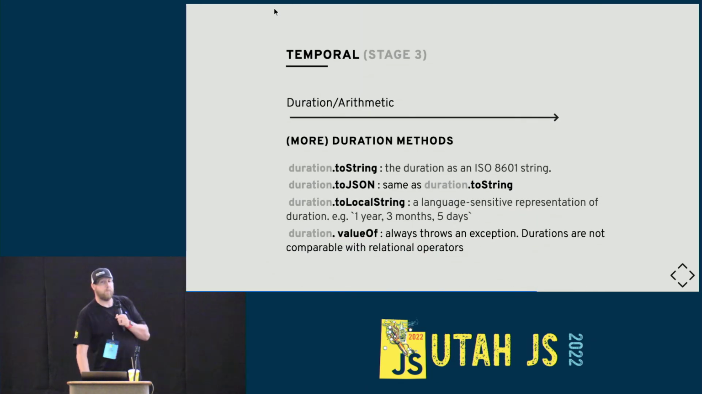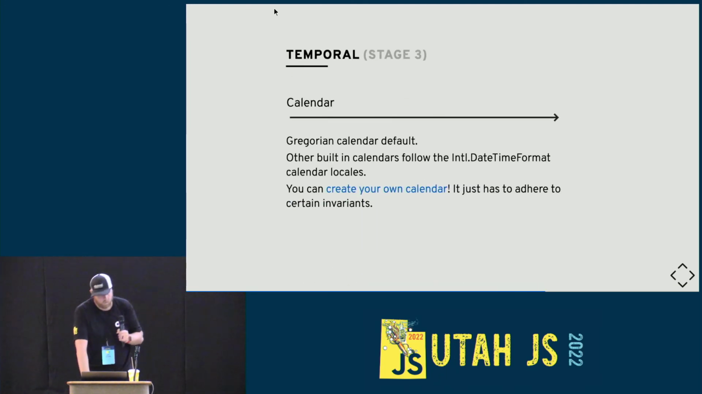Some other methods that are worth pointing out: the toString and toJSON methods are synonymous. They're like aliases for each other, and they produce an ISO 8601 string. toLocaleString produces what you'd think. If you give a duration and call toLocaleString on it, you get 1 year, 3 months, 5 days, for example, but in the language that is pertinent. And finally, valueOf is always going to throw on an instant because you cannot compare them with relational operators.